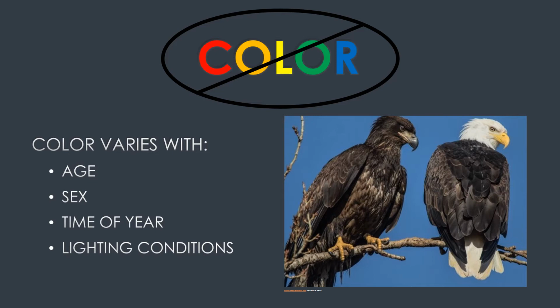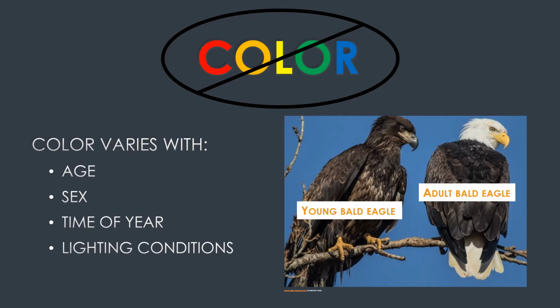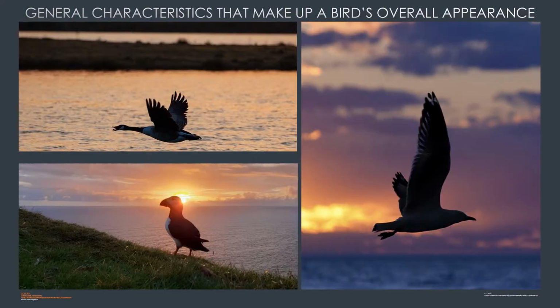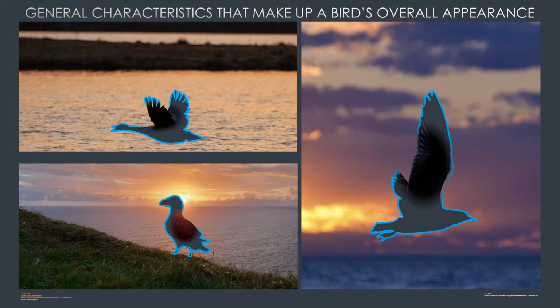Notice that color is not included in this list. Relying on the color of a bird can be tricky business. Color can vary with age, sex, time of year, and lighting conditions. For example, this is an adult bald eagle. Young bald eagles look quite different and usually don't develop white head and tail feathers until their 4th or 5th year. Instead, think about the general characteristics that together make up a bird's overall appearance.